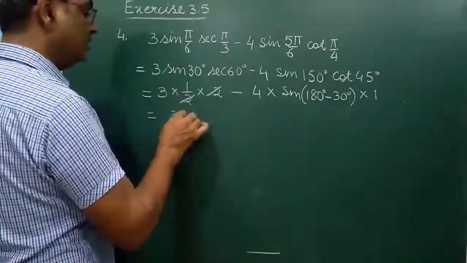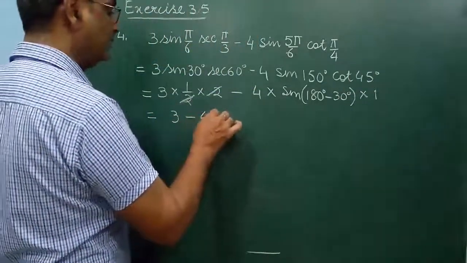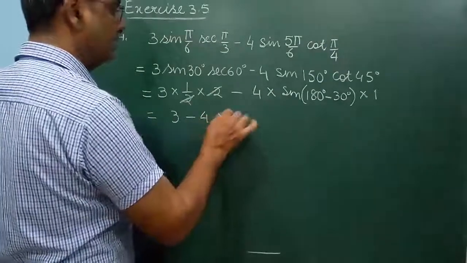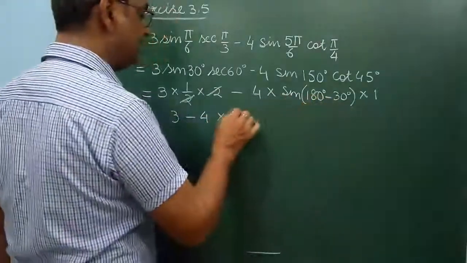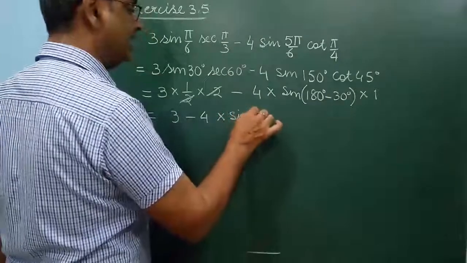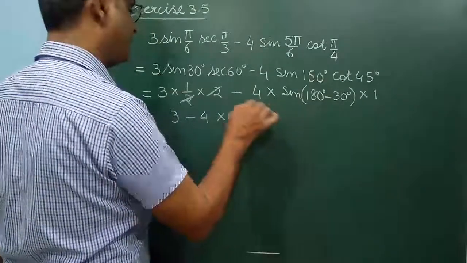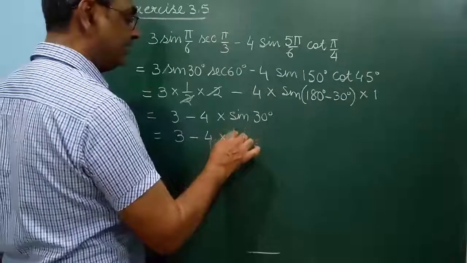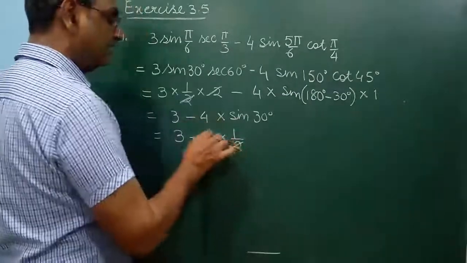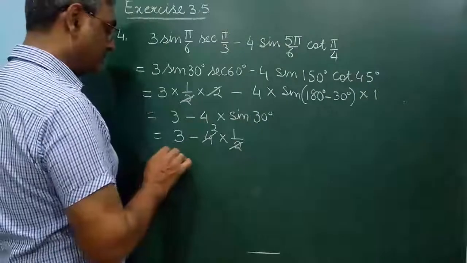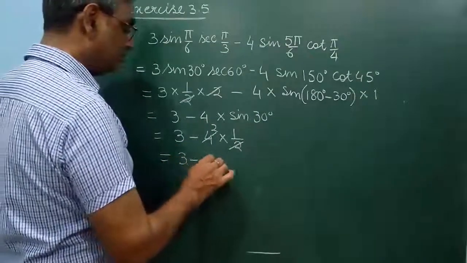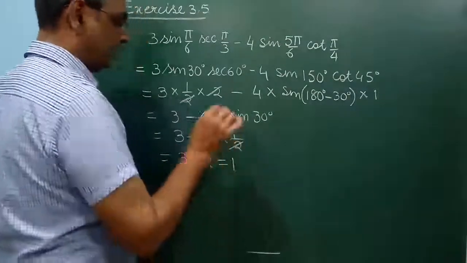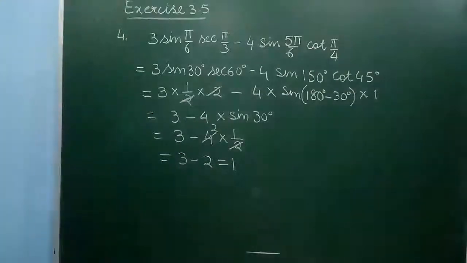So we have got 3 minus 4 into sine 180 minus theta is sine theta, so sine 30 degree. Here it is 4 and sine 30 degree value is 1 by 2. This can be cancelled. So it is 3 minus 2 equal to 1. So this is the answer for this question.